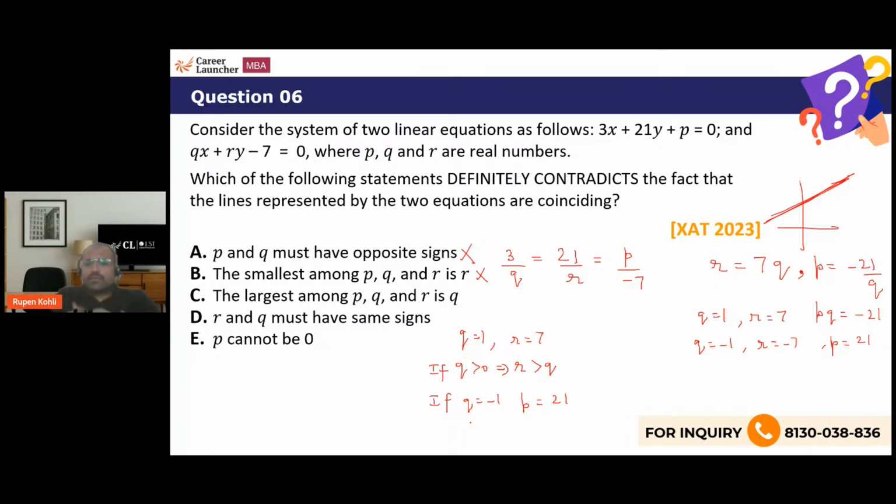And in general, if Q is negative, then P is definitely positive. A positive number is always more than a negative number. So here we have, I think, the statement that we are looking for, right? Because now this is definitely contradicting the fact that the lines cannot coincide. The largest among P, Q, and R will never be Q if the lines are coinciding. So this contradicts the fact; this is the statement we are looking for.